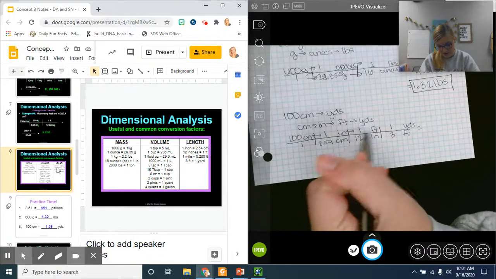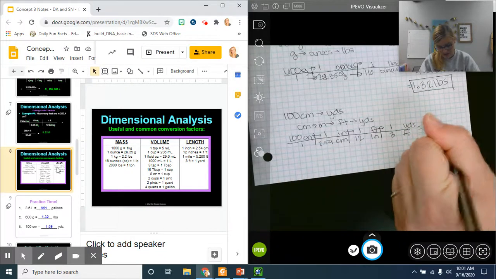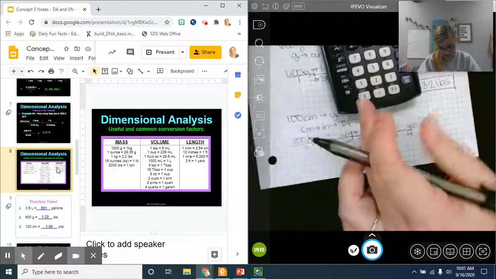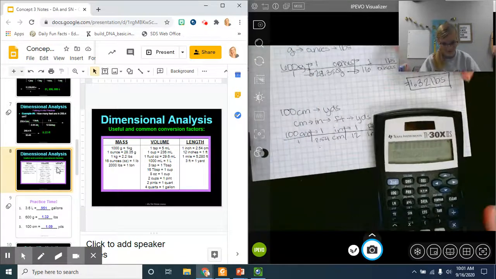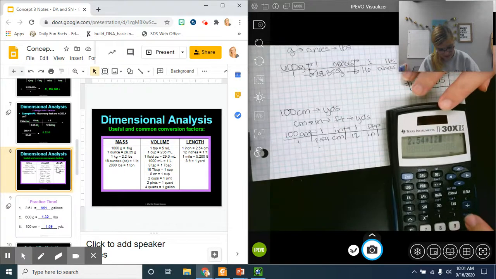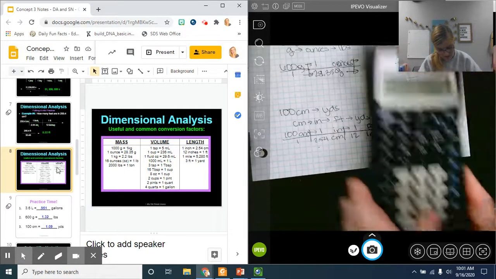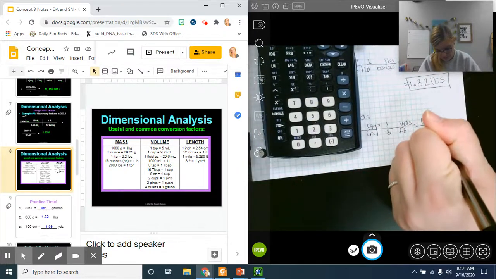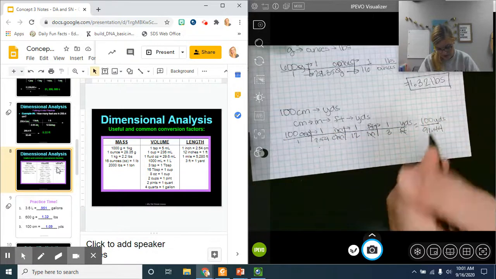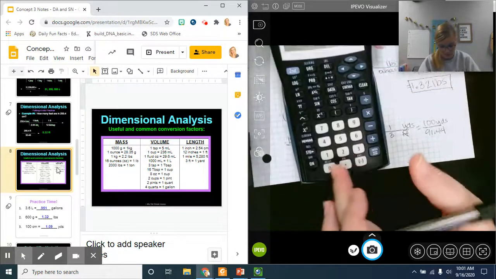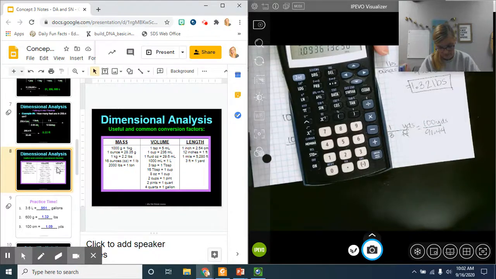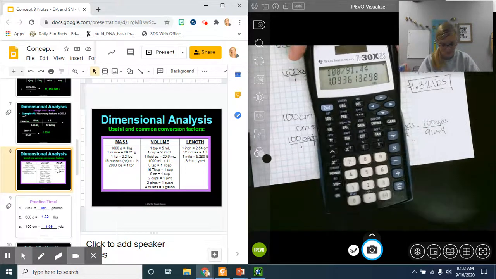So now I'm going to multiply this straight across. My top is going to be 100, and my bottom is going to be my 2.54 times 12 times 3. And I get 91.44. And then because I can cancel out all my units, I'm just left with yards on top. And I'm going to do this math now. So 100 divided by 91.44 is going to give me 1.09 yards.